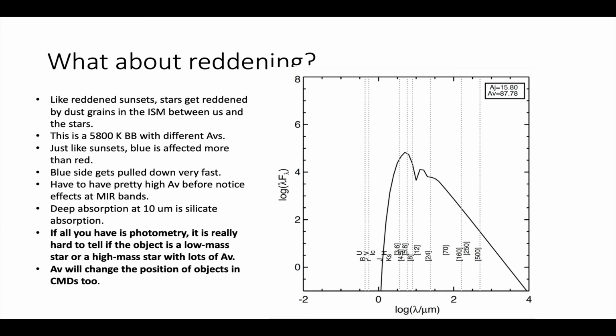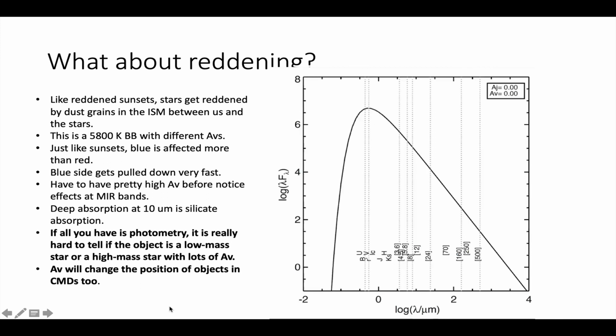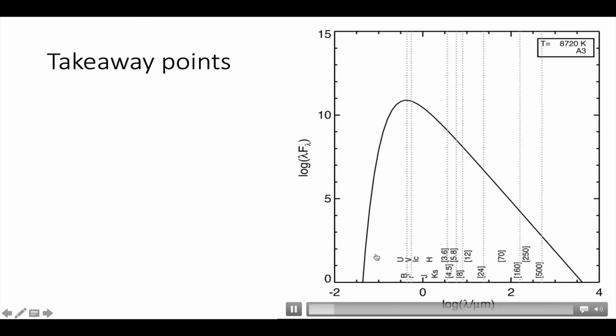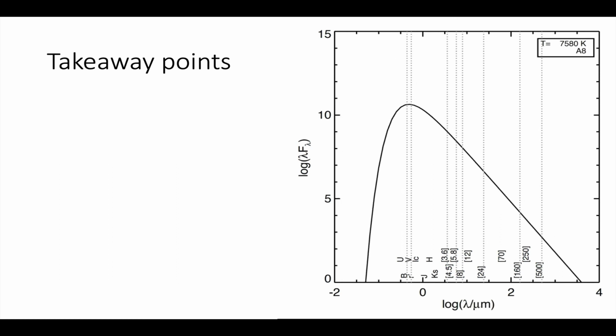So if all you have is photometry, especially if all you have is an SED that looks like that, you can't tell if this is a low mass star with no reddening or a high mass star with lots of reddening. So that extinction is going to affect the position of objects in color magnitude diagrams and color-color diagrams as well. The main takeaway points, honestly, are all encompassed in this video. The whole idea, all of it, is encompassed in this video.